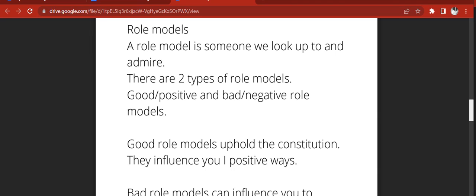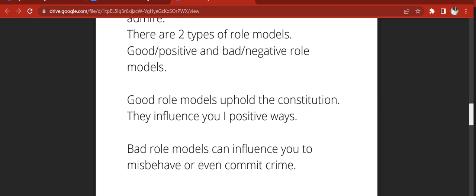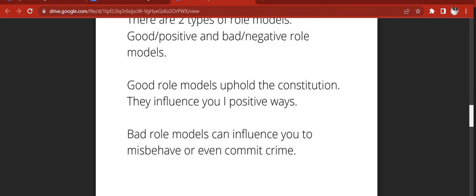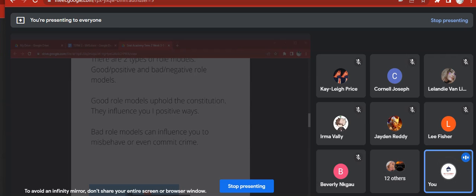So good role models uphold the constitution. They influence you in positive ways. So these are the people that do well. These are the people that are involved in their communities. These are the people that have positive outlooks on life, and whatever they go through, they always make sure that they find positive ways to deal with whatever they come across in life. And then bad role models can influence you to misbehave or commit crimes.